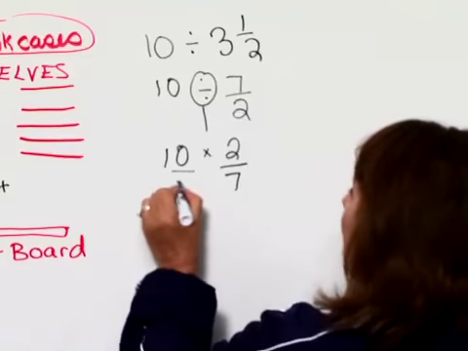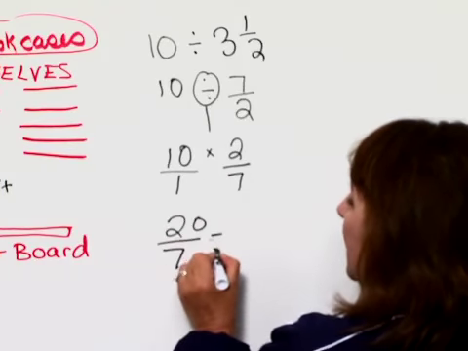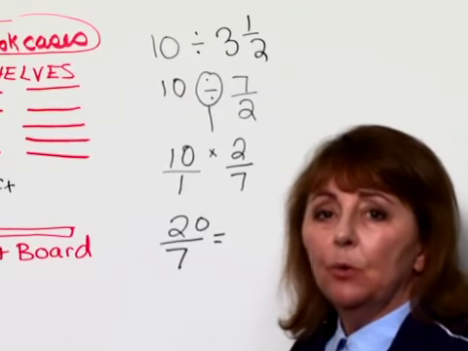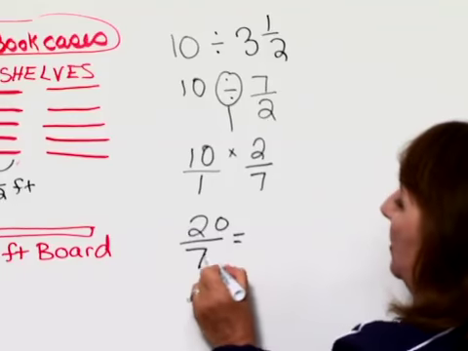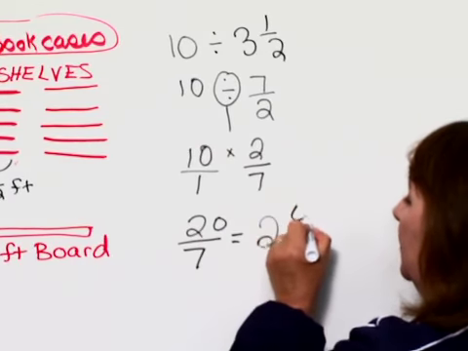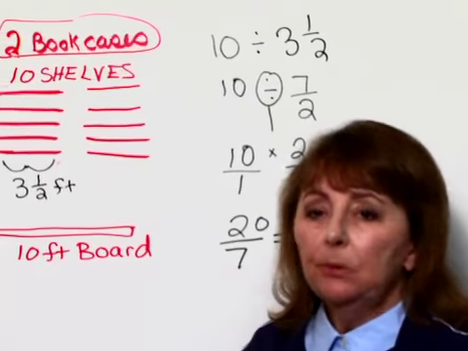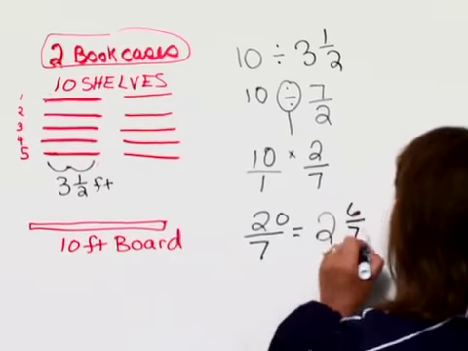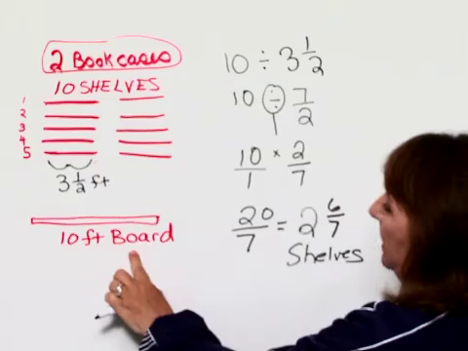Now we're ready to multiply. When we multiply this, we get 20 over 7. Now, because I'm doing an application problem and I want to know what the mixed number is, I'm going to change this to the mixed number. And when we change 20 over 7 to a mixed number, we get 2 and 6 over 7. Now, what does our answer mean? It means that we can get 2 complete shelves and 6/7 of a shelf out of 1 piece of wood.